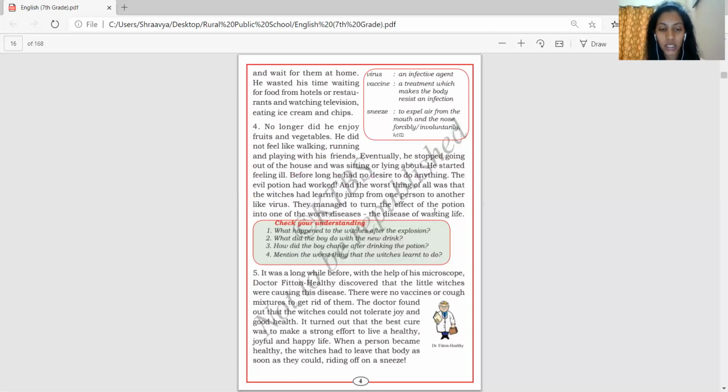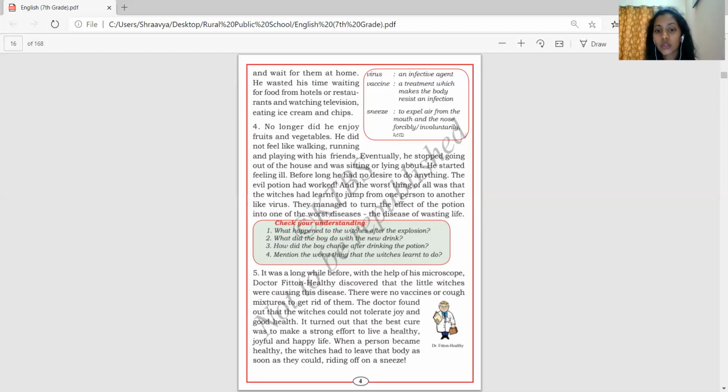Fifth paragraph. It was a long while before, with the help of his microscope, Dr. Piton Healthy, whose picture you can see here, discovered that the little witches were causing this disease. So, for a long time, this disease went on spreading, and then there was this doctor here who realized that this is the cause of the disease, the little witches which were in the bottle.